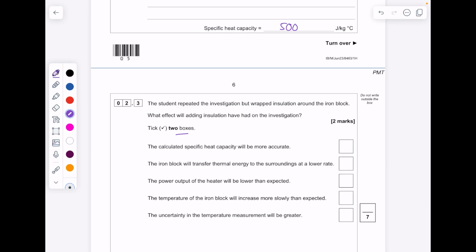The calculated specific heat capacity will be more accurate for sure. The iron block will transfer thermal energy to the surroundings at a lower rate. Yeah, I'm happy with that one. Let's just check the other ones.